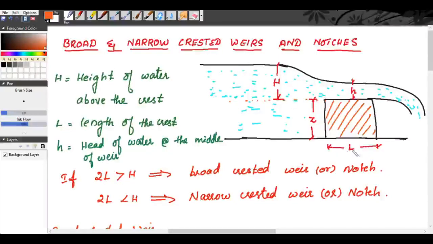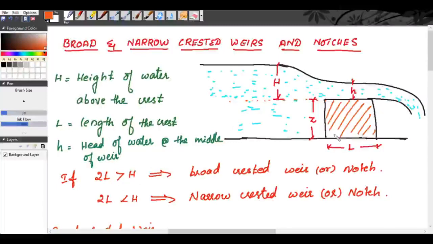L is the length of the crest. Small h is the head of water at the middle of the weir. At this portion, above the middle of the weir, if you take the head, that is equal to small h. Now, how can we classify the broad and narrow crested weir?